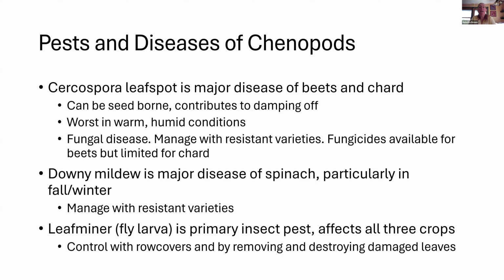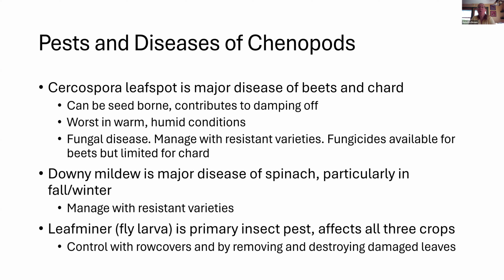We don't have a lot of problems with downy mildew except in the fall winter tunnel, mostly in the October-November period. We do have some other fungal leaf diseases in spinach that don't occur out west. And unfortunately, there's no good resistance information for controlling them.